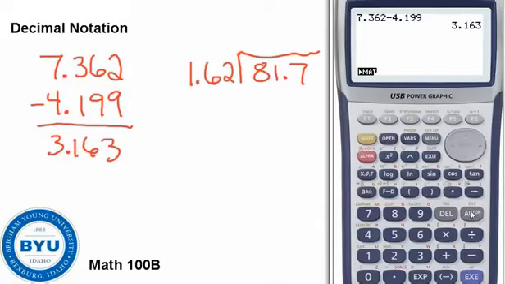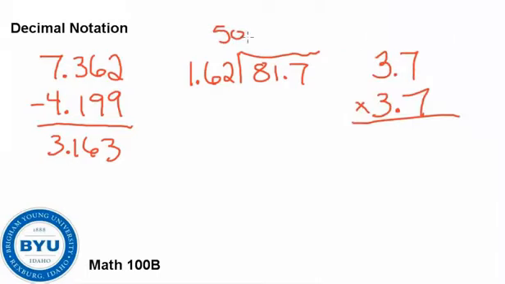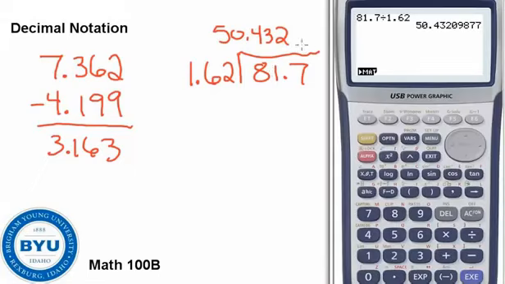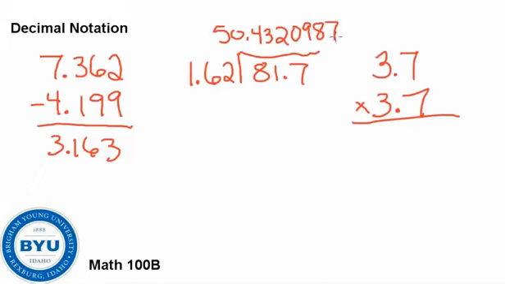Let's look at this one. Here on this problem, we'd want to do 81.7 divided by 1.62. Make sure you did that in the right order. We would do the number in the box divided by the number on the outside, and we get this number here. Woo, that's a pretty number. Let's go ahead and write that out. 5432, I'm going to write the whole thing out. 09877. I'm going to use this for our next example.